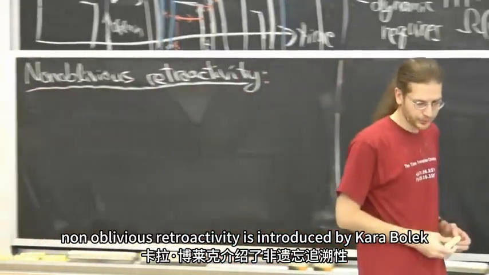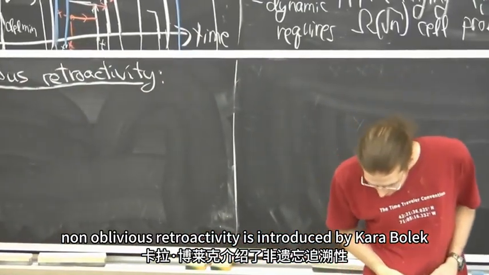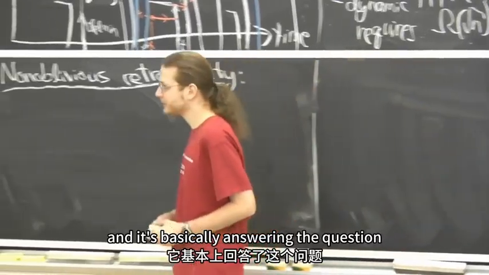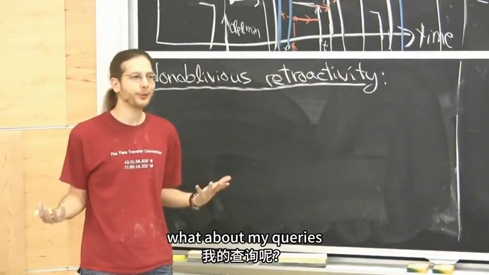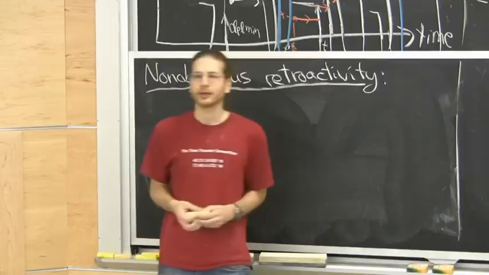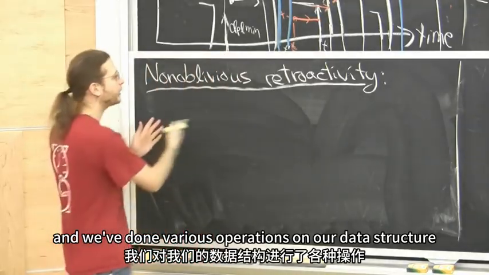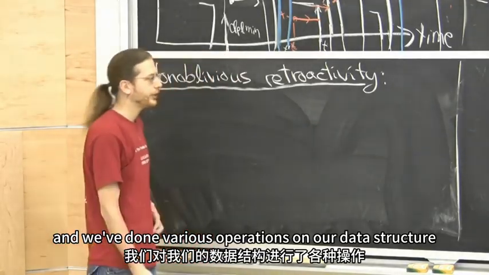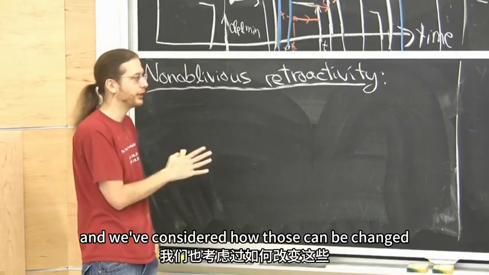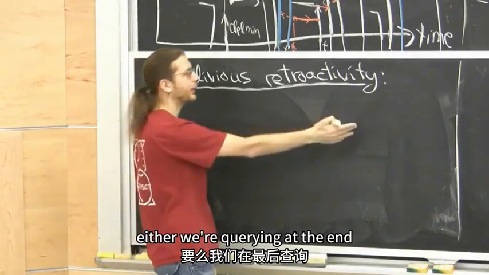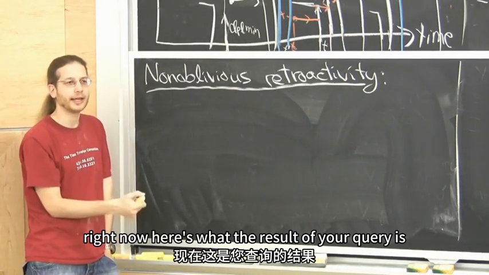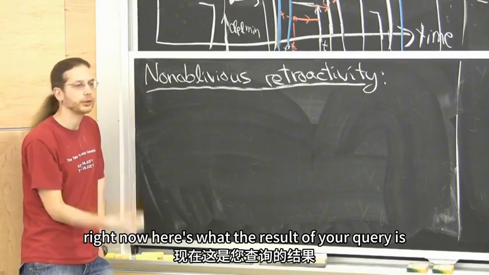Non-oblivious retroactivity was introduced by Acar, Blelloch, and Tangwongsan in 2007. And it's basically answering the question, what about my queries? So we have this timeline of updates, and we've done various operations on our data structure, which are the updates, and we've considered how those can be changed. And then with queries, either we're querying at the end or querying in the middle. But we're always getting sort of instantaneous, as the timeline exists right now, here's what the result of your query is.